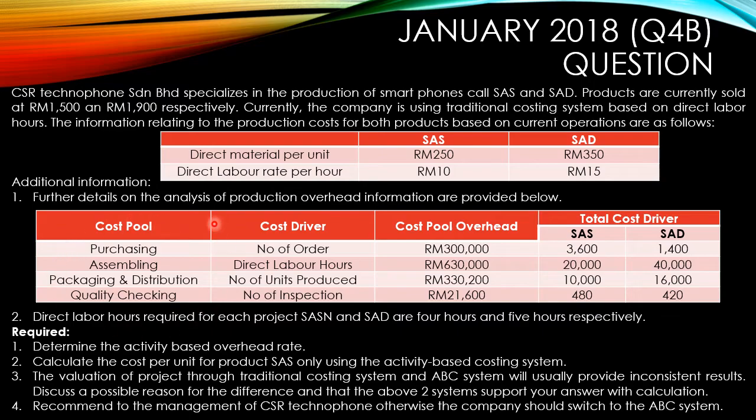These are all overhead, but the company has identified 4 types of overhead that they usually incur to produce both of the products. The 4 types of overhead identified here are what we call cost pools, where the cost has been pooled according to their purposes. And these are the cost drivers that drive the cost pool. It means that the higher the number of orders, the higher the purchasing overhead cost.